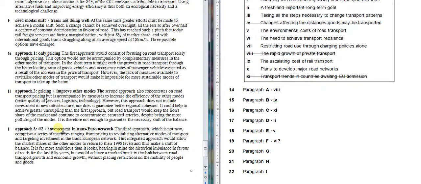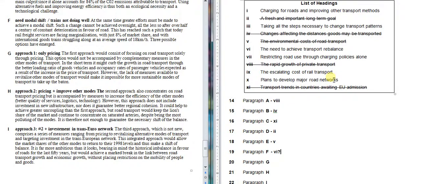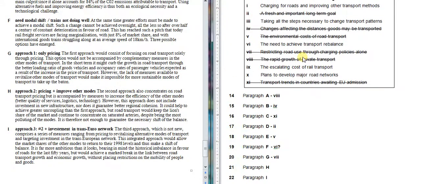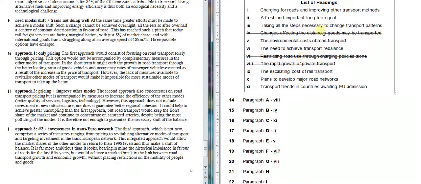Moving on to G, we've got 3 approaches, right? The first one is only pricing. Here we go. Charging policies alone. All right. H, pricing plus improve the other modes. Here we go. 1, charging for roads and improving other transport methods.